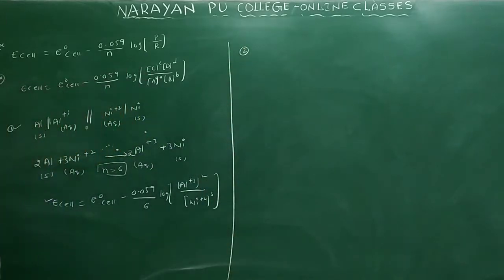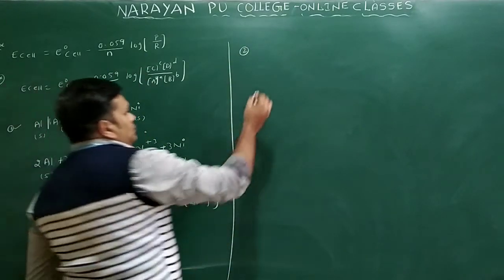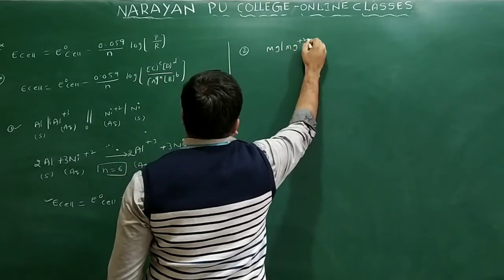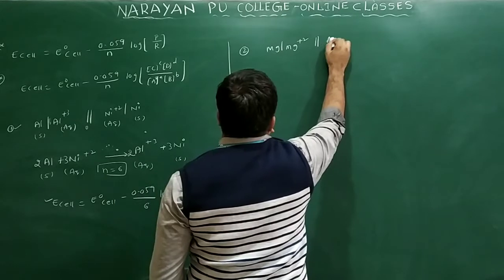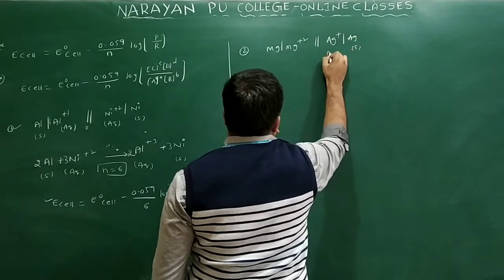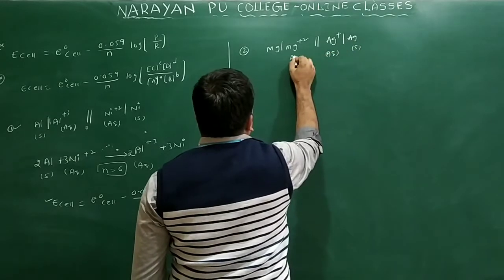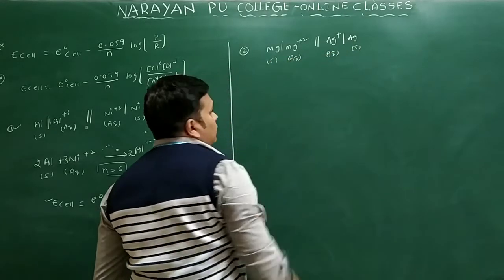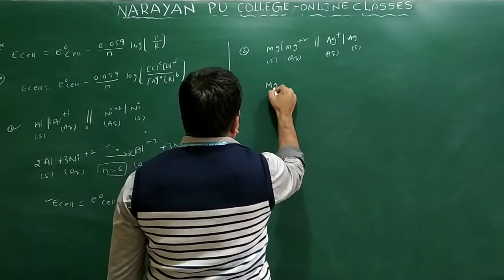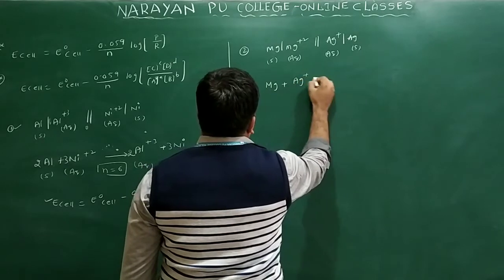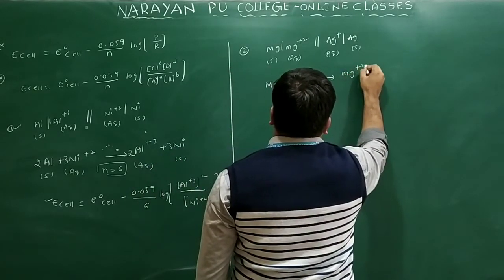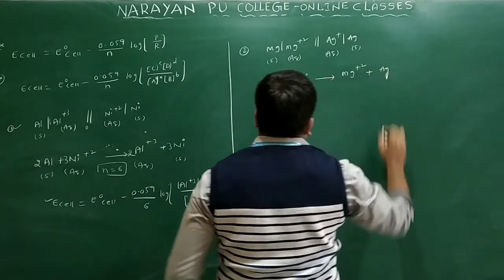Let us see one more example, the second example: magnesium with Mg plus 2, and Ag plus and Ag. Mg is solid, Mg plus 2 is aqueous, Ag plus is aqueous, and Ag is solid. We write the equation: magnesium plus Ag plus gives Mg plus 2 plus Ag.